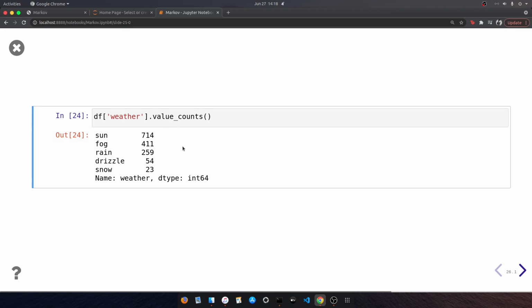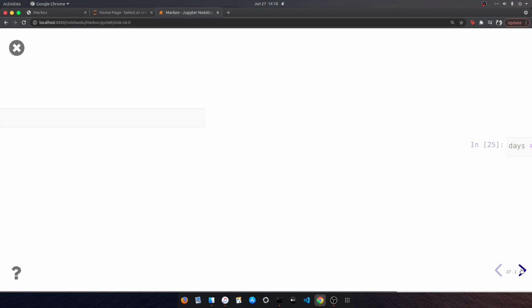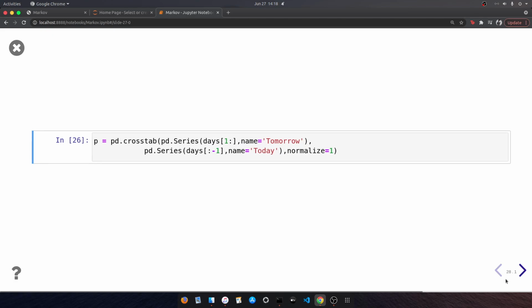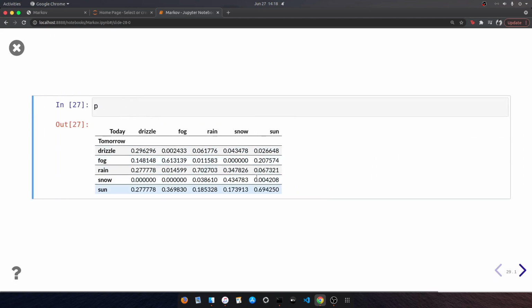As you can see, if we summarize the dataset, most of the days it's sunny, foggy, or rainy, and the other two weathers have significantly lower counts. All right, and we will arrive at this transition matrix. So basically, what this transition matrix is telling us is that the probability that it will rain tomorrow, given that the weather today is drizzle, is around 27%.